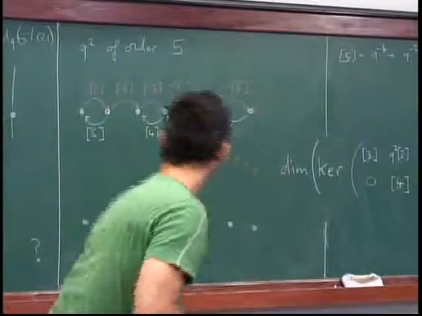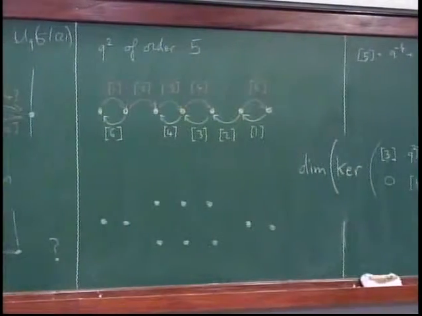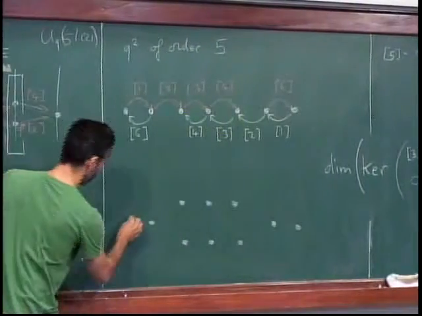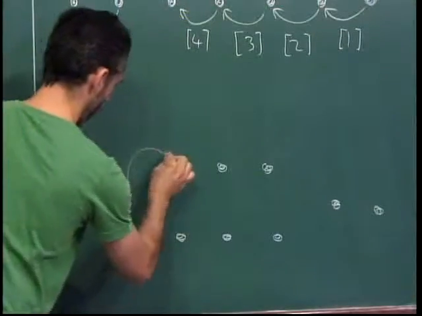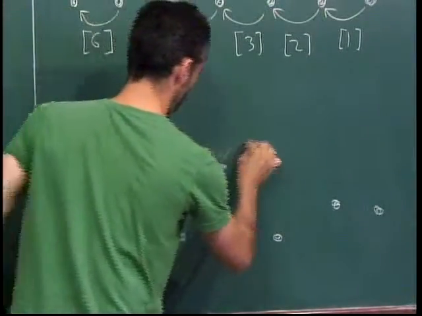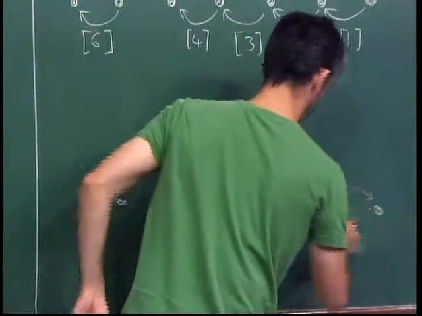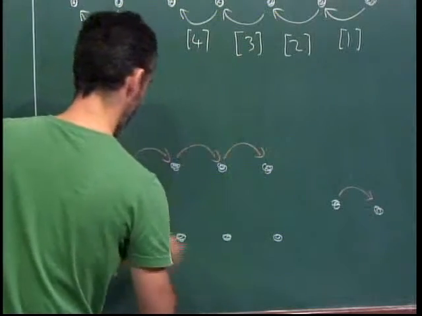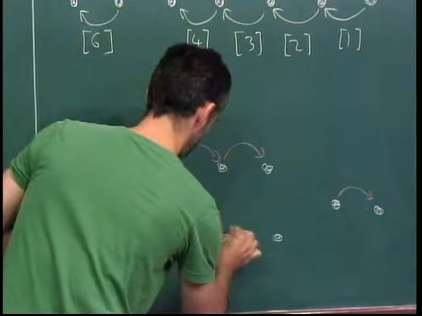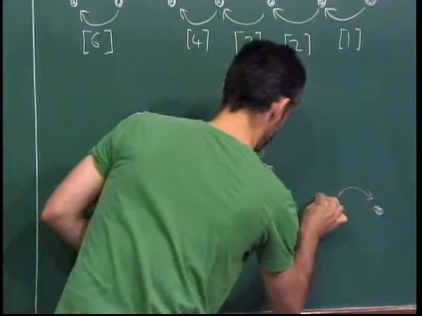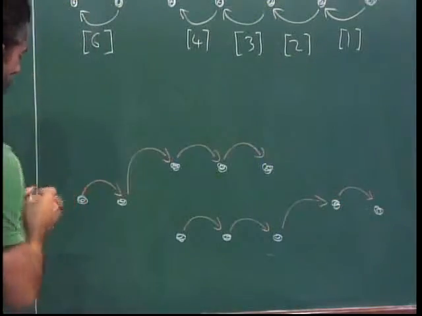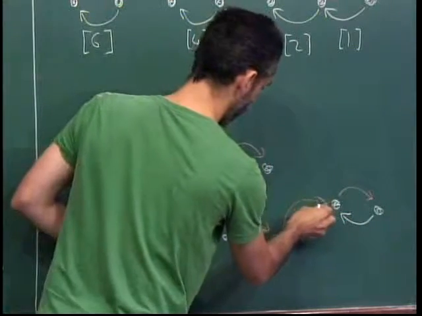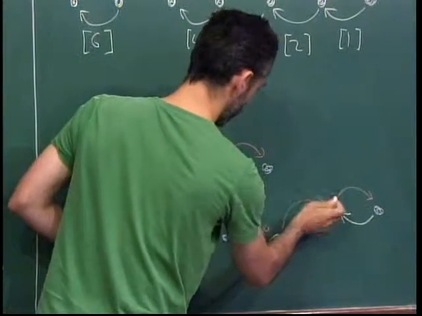We have raising operators, which I draw in red, that go as follows. Lowering operators that I draw in yellow. You guys don't see that it's yellow.